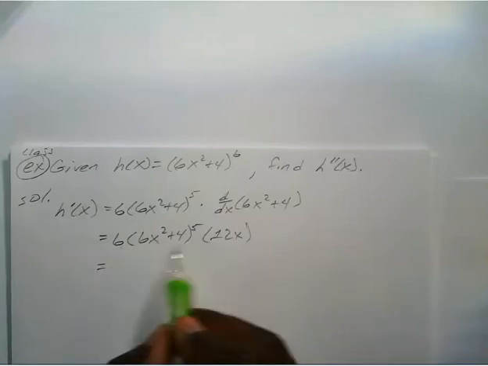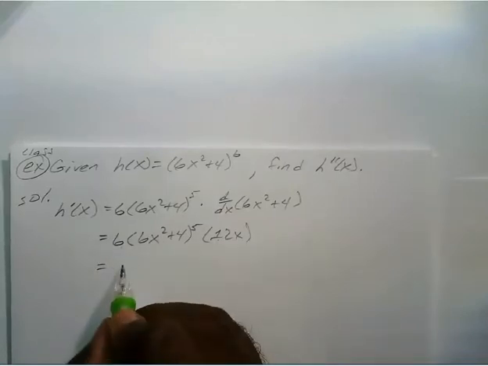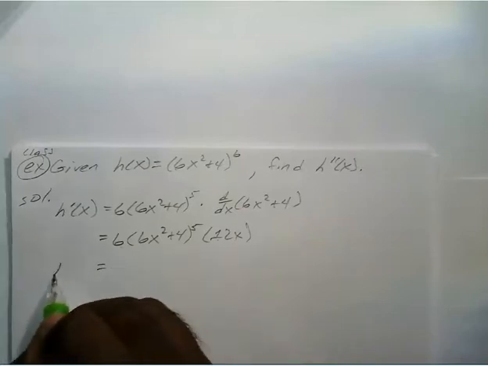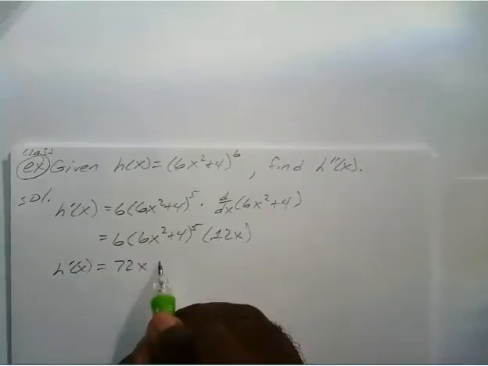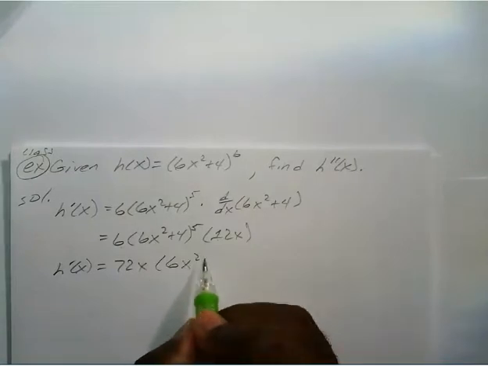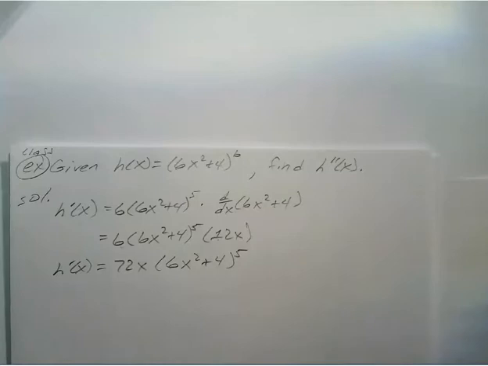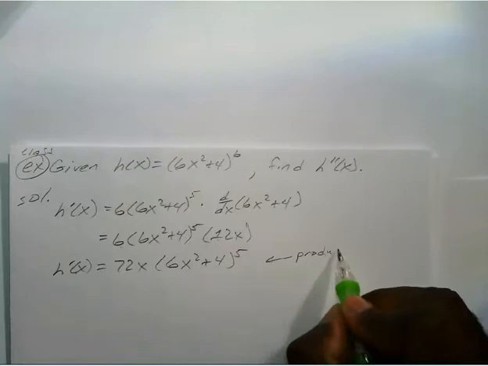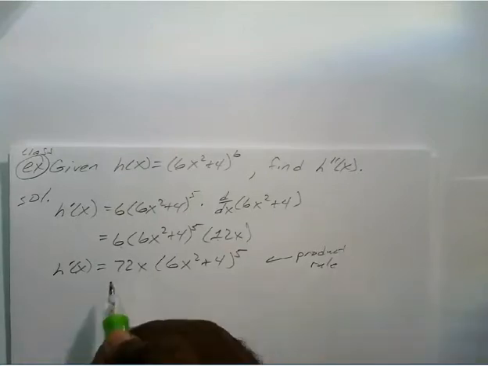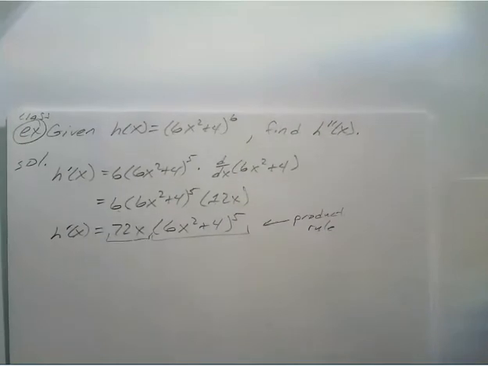Okay, so if we go ahead and combine those two, we have 6 times 12, which is 72x. So our first derivative is equal to 72x times 6x squared plus 4 to the 5th power. Okay, so once again, we go ahead and use the product rule because we have two functions multiplied to each other.